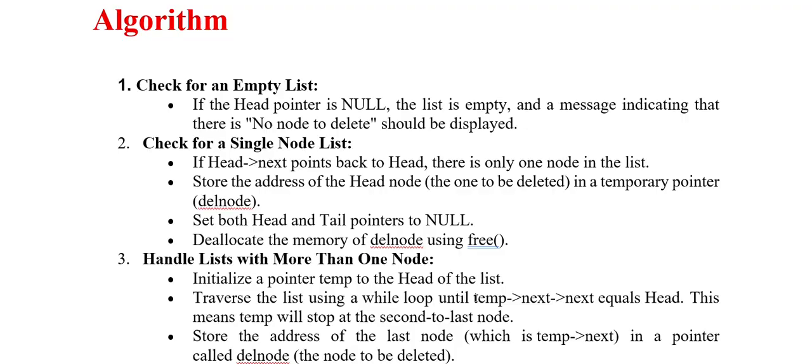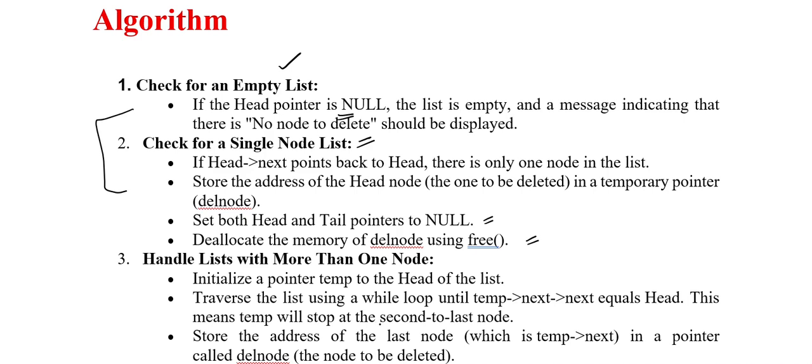Now how to write the algorithm for this? So as usual, this is the empty list. These two cases from the previous video, you can follow the same thing. That is, if it is the empty list, head pointer will be null, so no node to delete. And if it contains only one node, both head and tail should be equal to null, that we have to do. And finally we delete the first node.